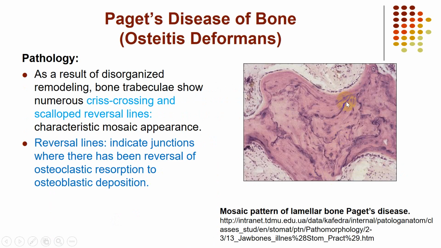Look at the mosaic lines, the crisscrossing lines. They are known as crisscrossing in some textbooks, and they are scalloped. These are reversal lines. What is a reversal line? We said it indicates the junction of the reversal between osteoclastic resorption and osteoblastic deposition. This is the mosaic pattern of lamellar bone in Paget's disease of bone.